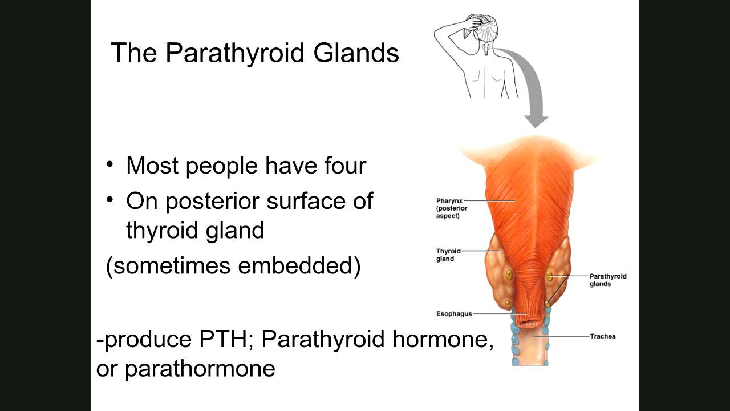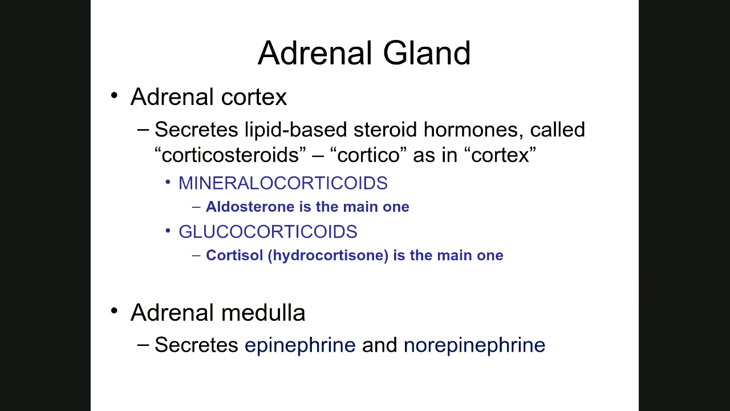Next, the adrenal gland. You remember that's on the top of the kidney. We have the adrenal cortex that secretes lipid-based steroid hormones called corticosteroids. Cortico as in cortex. Most important is aldosterone, the main one of the mineralocorticoids. And we have cortisol, which is part of the glucocorticoids, or hydrocortisone is the main one. So those are secreted by the adrenal cortex. They are lipid-based steroid hormones.